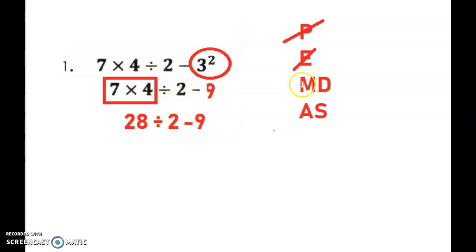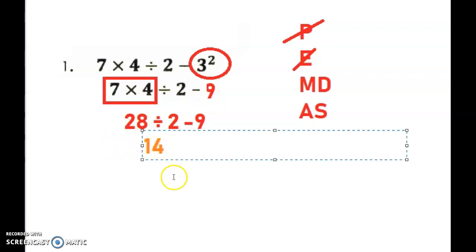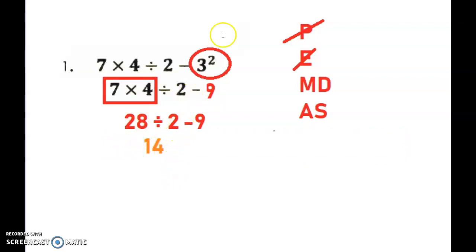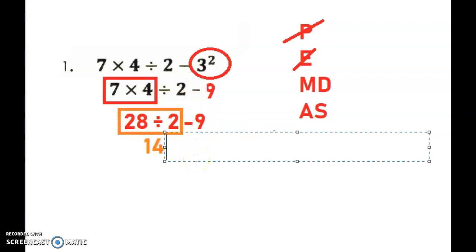So now I'm still on this step. I did multiplication left to right. Now I have to do division, right? And there is division right here. So what's 28 divided by 2? That's going to be, I'm going to turn it to a different color, 14. Since I worked on this right here, I should have actually put a box around it. This turned into this. And I'm just going to bring down what's left over, which is minus 9. So now I have 14 minus 9.